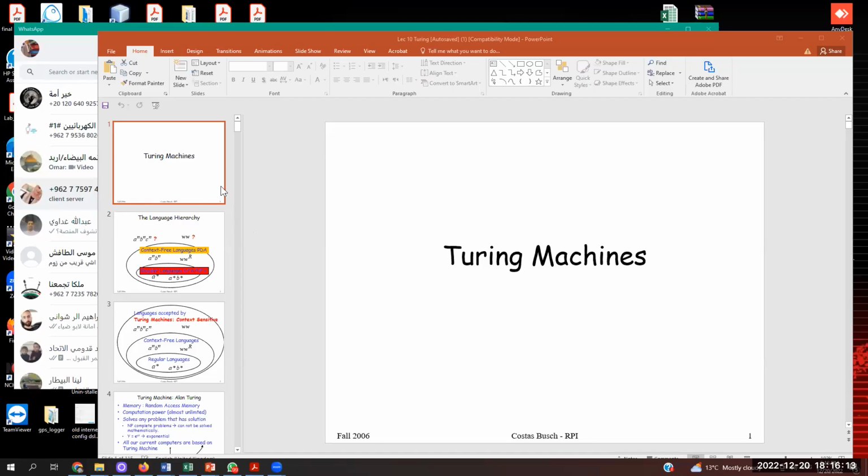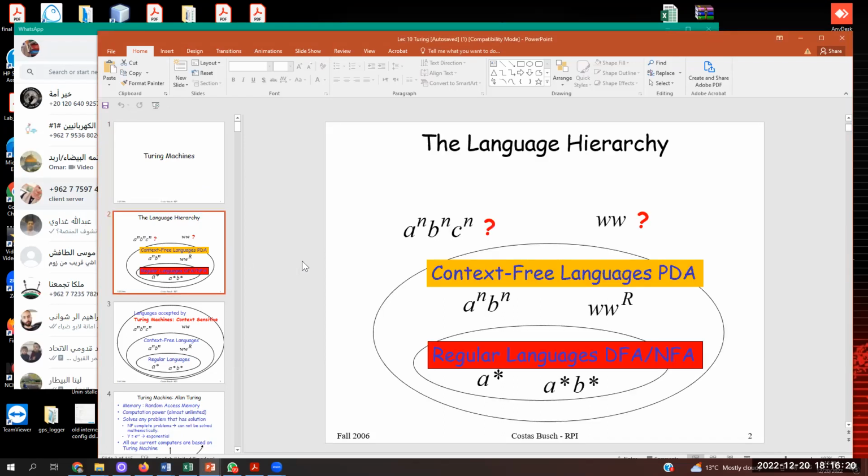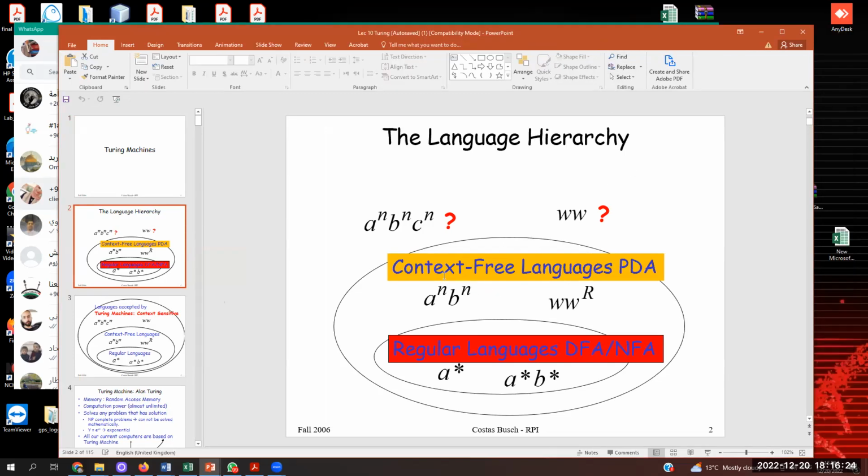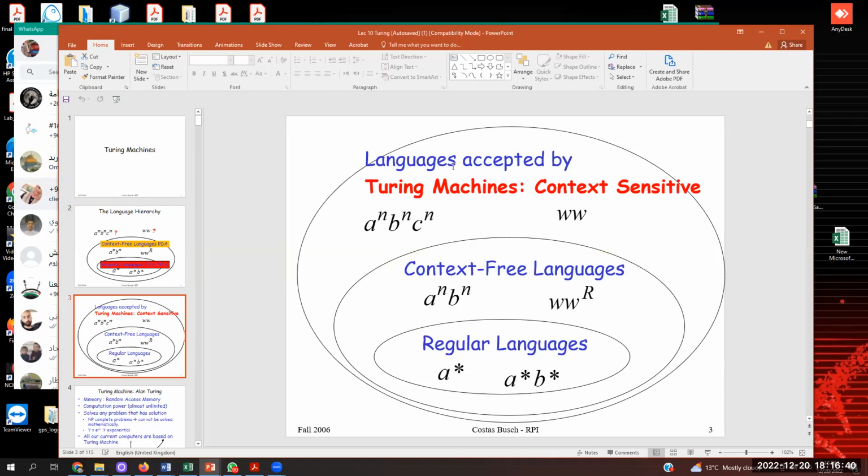Okay, so let me go over this again. Probably this will be better. So the Turing machine, let's see what does the Turing machine do. The PDA looks at the language which we call context-free language. The DFA and FA look at regular languages. The Turing machine looks at this language which is called context sensitive.